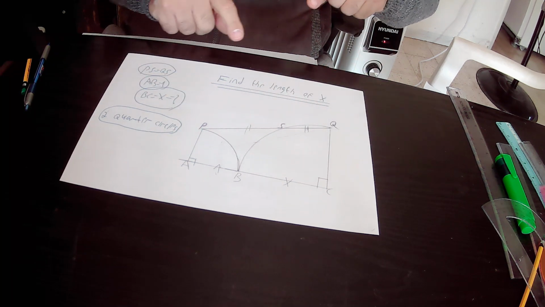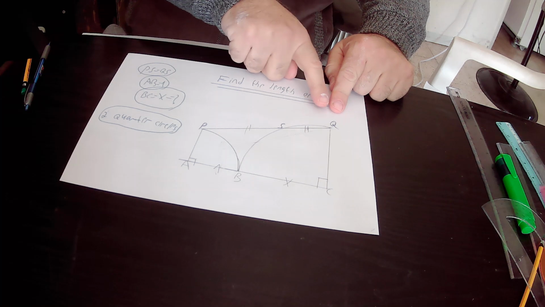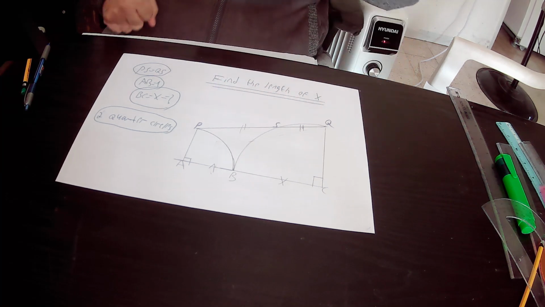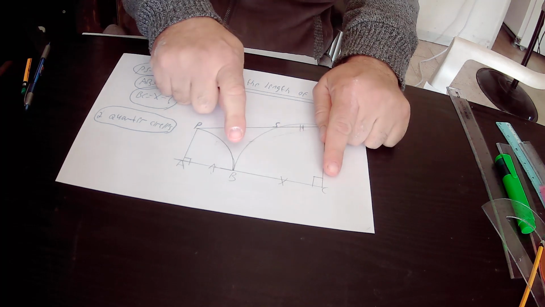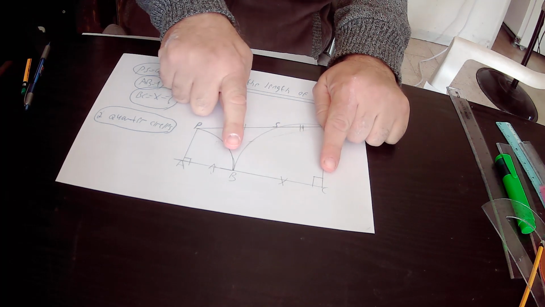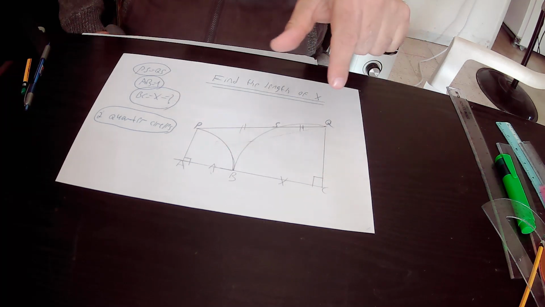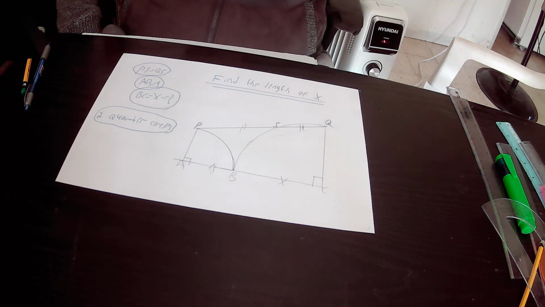We also know that line segment QS equals line segment SP, and line segment BC is equal to X. Our mission is to find out the length of line segment BC, that is equal to X.